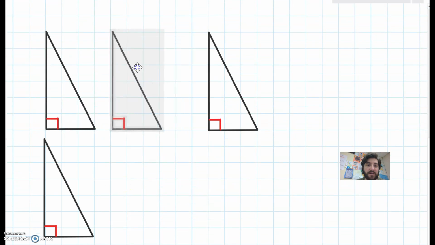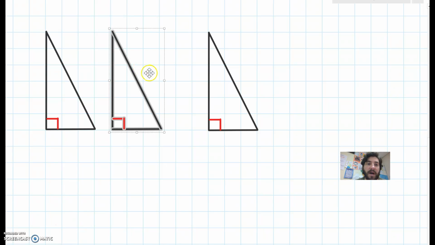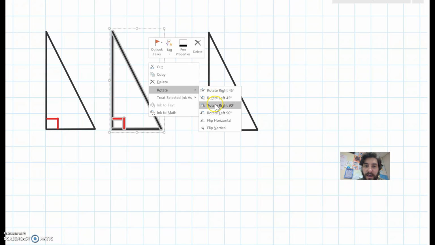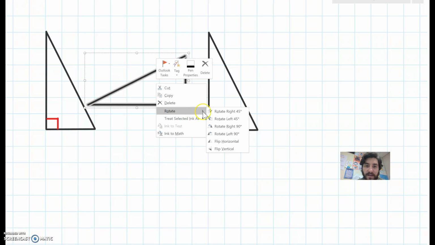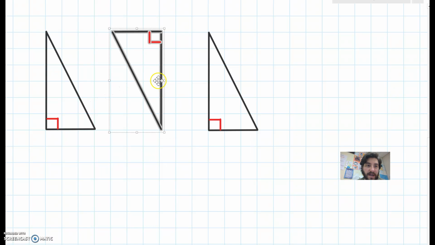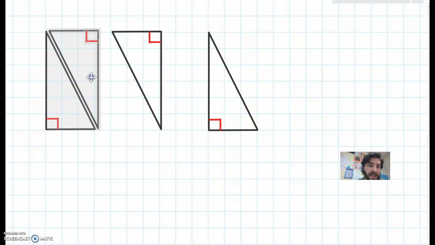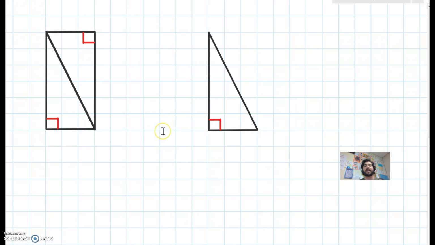And if I take this triangle and rotate it 180 degrees, so if I turn it upside down, let's do that. Let's rotate it left 90 and do another 90, rotate it another 90 to the left. You'll see that if I flipped it upside down, rotated it 180 degrees, it would match up real nice and make this beautiful rectangle.